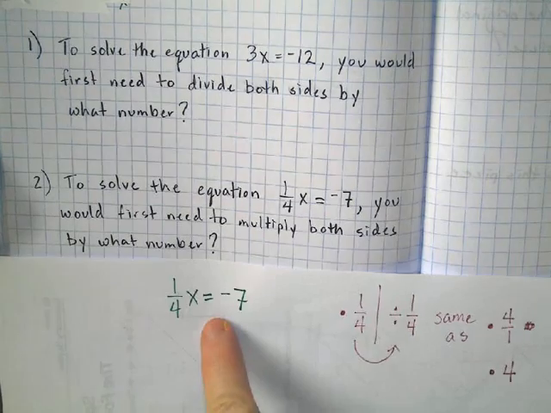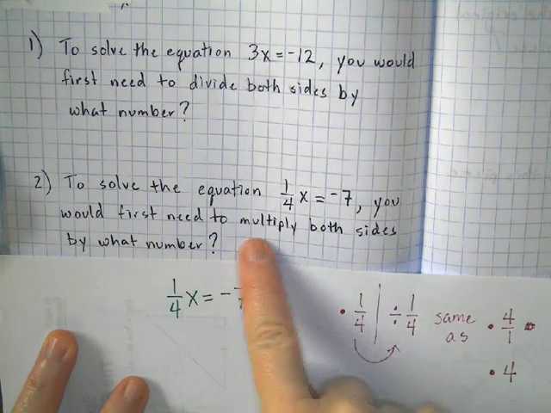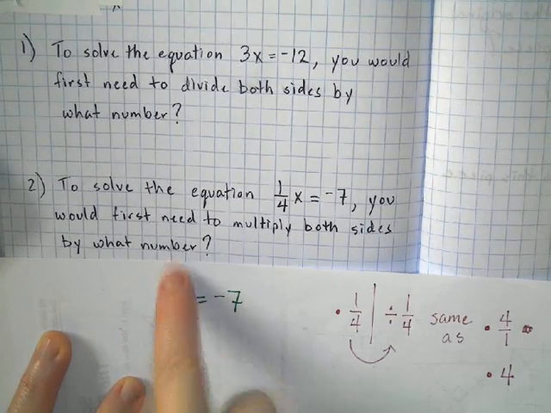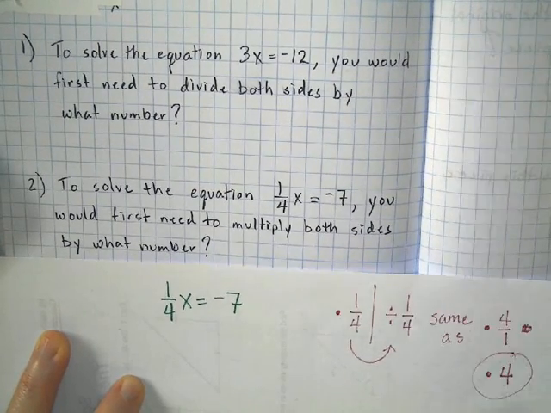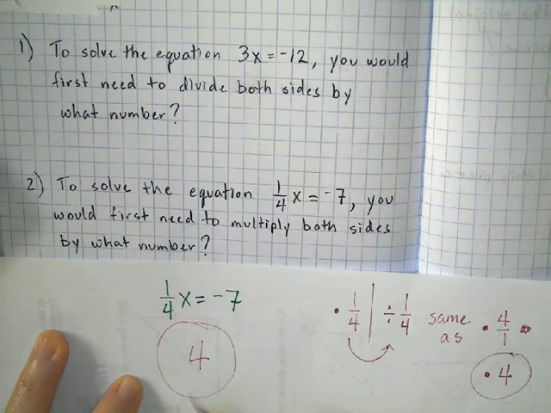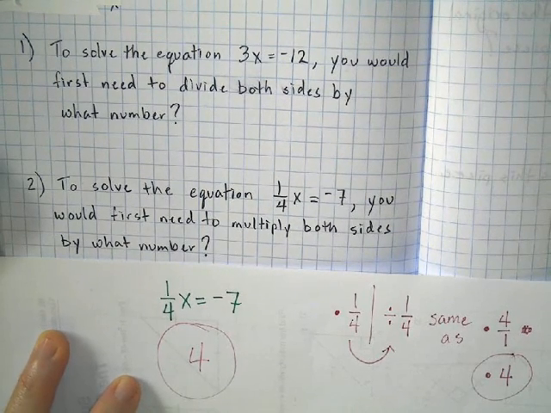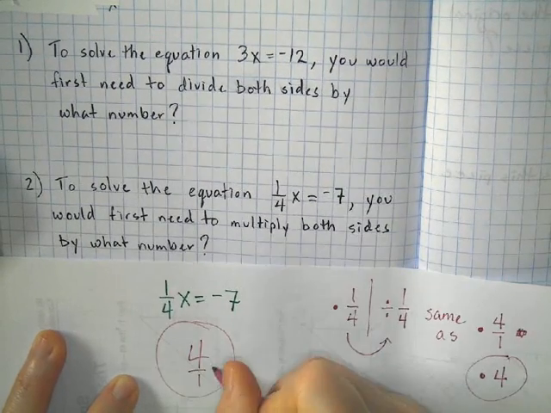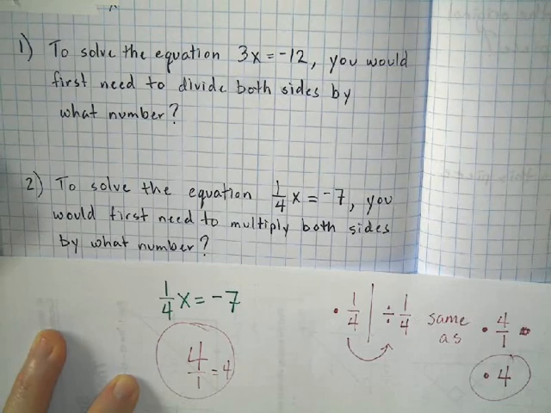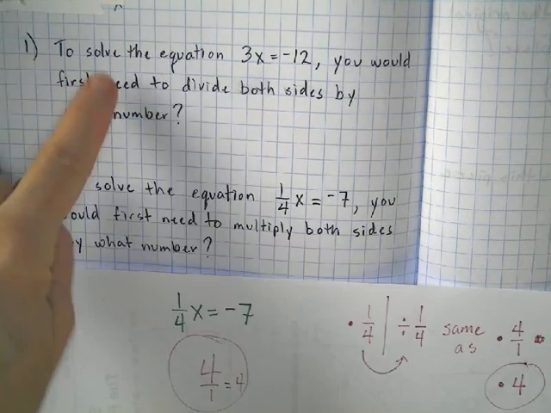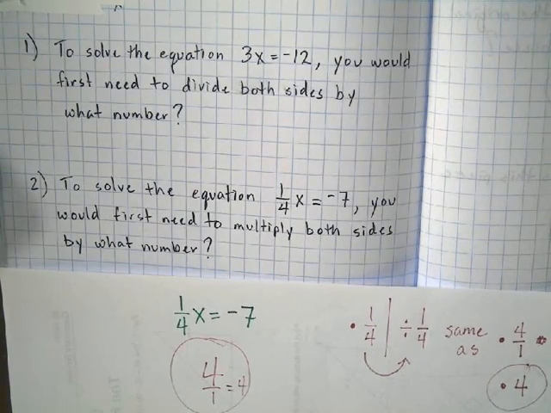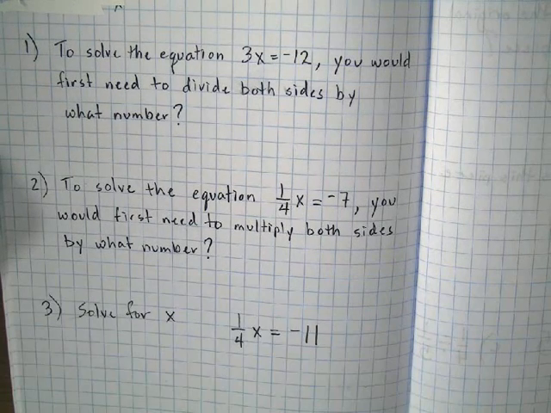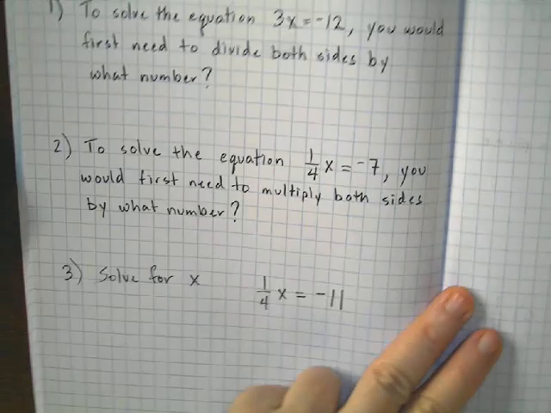So what's the answer here? You would first need to multiply both sides by what number? This right here. You would need to multiply by 4. That's the answer to that. Or I suppose you could say 4/1, but Math Space might want you to change that to just 4. All right, so there's 4 problems like that that are just asking you for the first step. What's the first step in balancing? Okay, after that, you can solve the equations however you want.